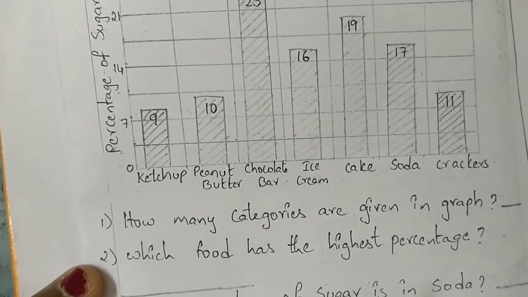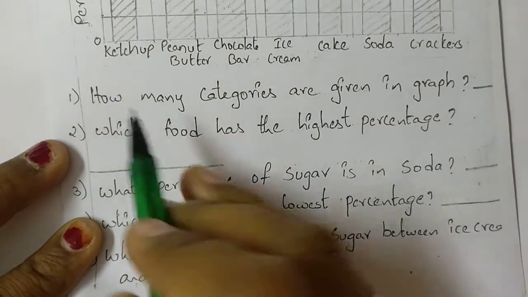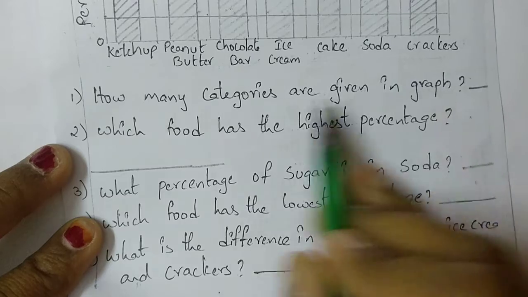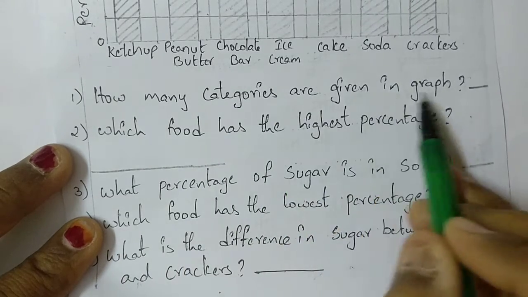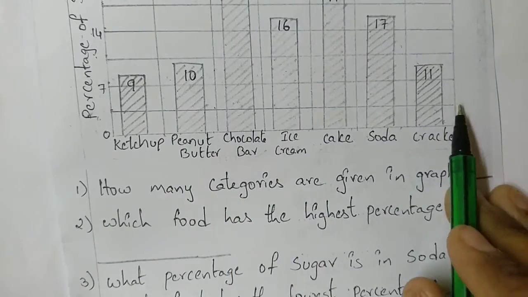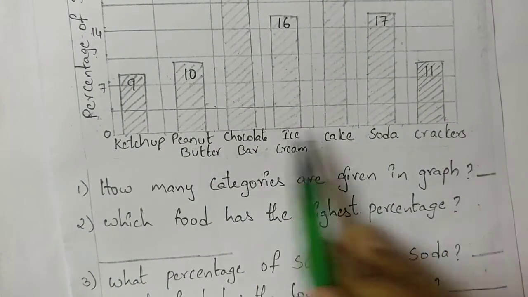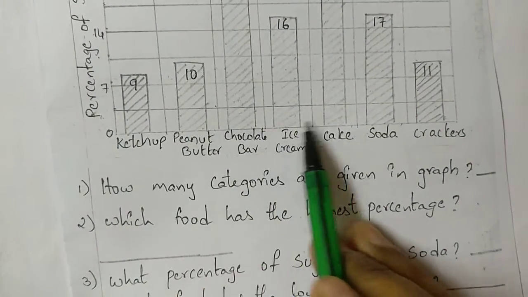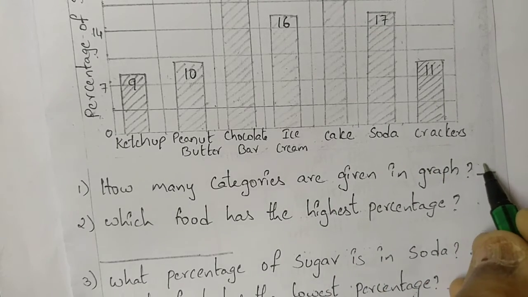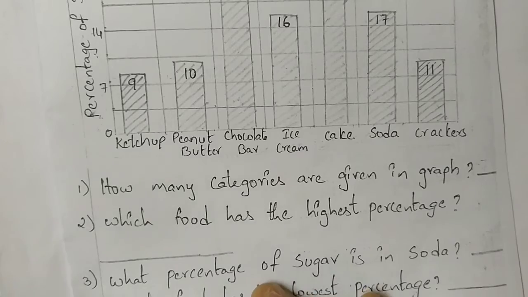Okay Nana, see, what is the first question they have given? How many categories are given in the graph? Here they have given one graph. From observing this graph, how many categories are there? 1, 2, 3, 4, 5, 6, 7. So how many categories are there, Nana? 7. So the first answer is 7.